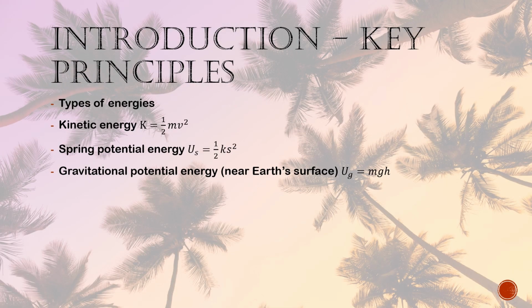Finally, there are different types of energies. Kinetic energy is given by half m v squared, where m is mass and v is speed. Spring potential energy is given by half k s squared, where k is the spring constant and s is the amount of stretch or compression. Gravitational potential energy is given by m g h, where m is mass, g is acceleration due to gravity, and h is height.